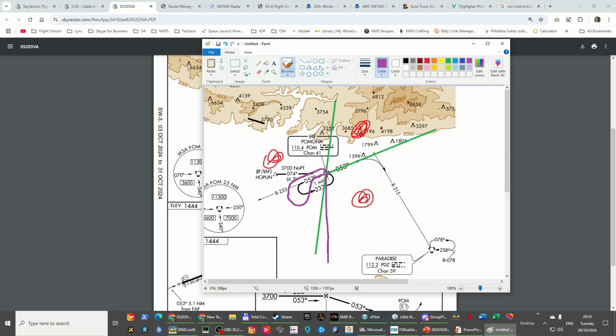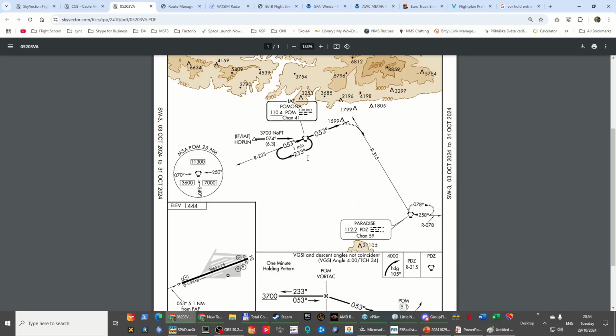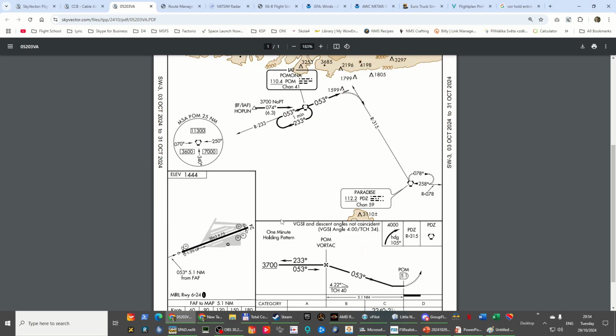But feel free, when you turn, you can actually go back and track this 233 radial, no problem, and then make a turn from there. So you can do it like this, but it's not needed. There is kind of side protection also on this side, a little bit. Not as much as here, but it's not a big difference. All right, so that's how to do the entry.